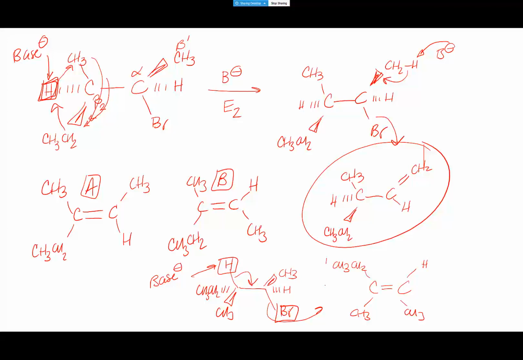So this is the only product of losing that beta hydrogen. Losing beta hydrogen 2 over here is only going to give me that product with the methyl group cis. The product where the methyl groups are trans is not possible to be formed. So whenever you form a bond, the hydrogen leaves.